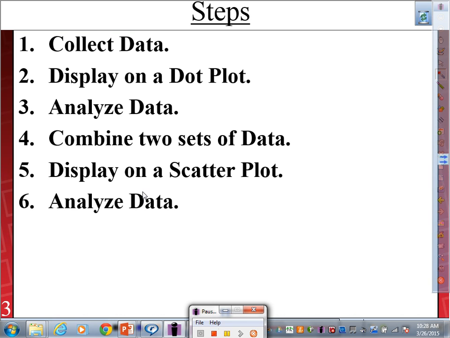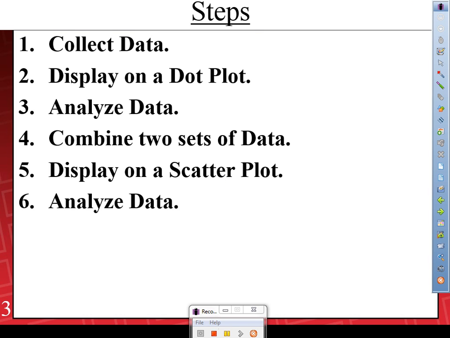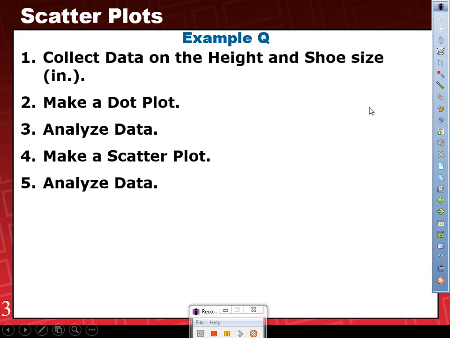So this is what we're going to do. Look up, please. Turn your paper over. You don't have to write this down. Just pay attention to the example, because I'm going to give you a sheet to fill out. Okay? Here we go. Example Q. We're going to collect data on the height and shoe size of everybody in here. Okay? But what is the first one that you're going to do? It depends. If you want to start with the height, start with the height. Or if you want to start with the shoe size, start with the shoe size. But whichever data you collect, you need to display as a dot plot first. Does everybody understand? Yeah. Okay?